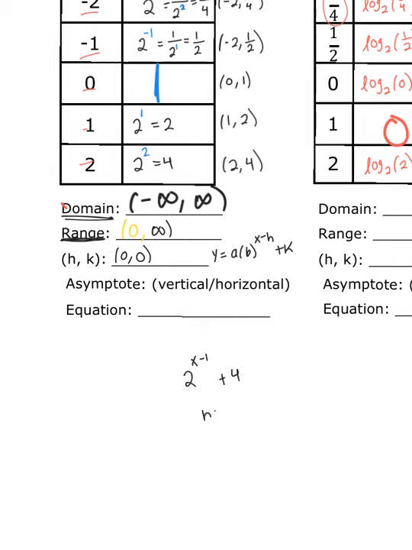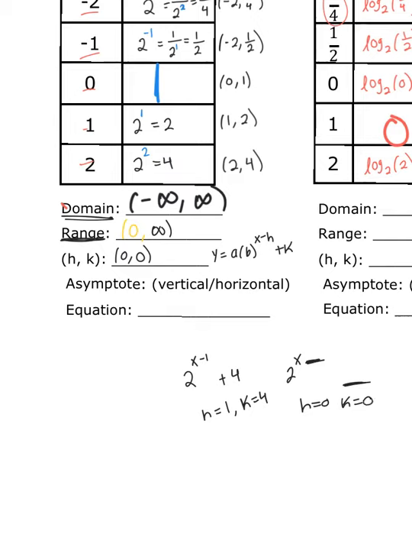In this case, my h value would be positive 1 because remember x lies, so it's always the opposite sign, and my k value would be 4. But since we have 2 raised to the x, there's nothing attached to the x and there's nothing in the back of it, so your h would be 0 and your k is also going to be 0.